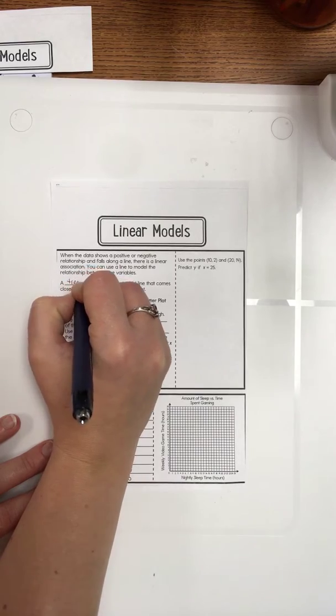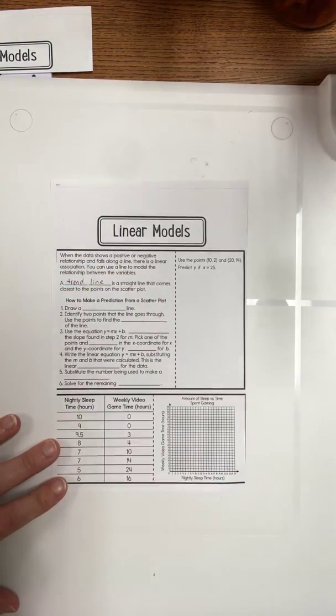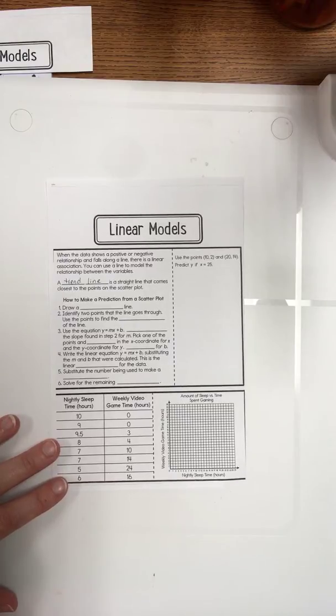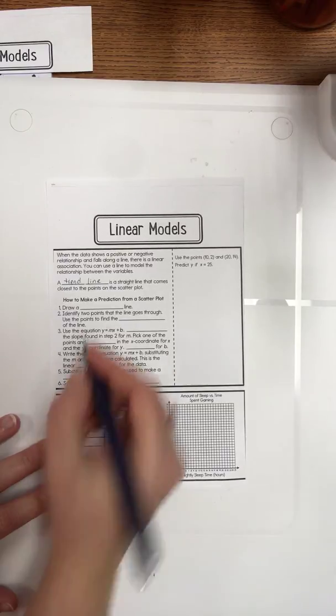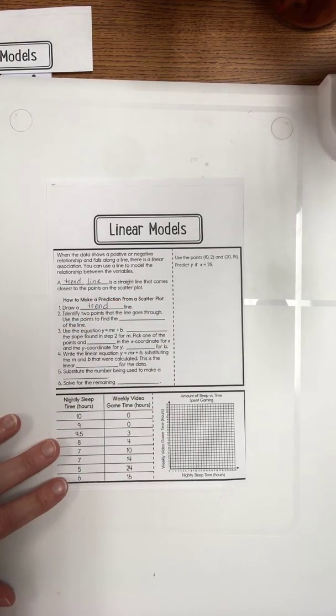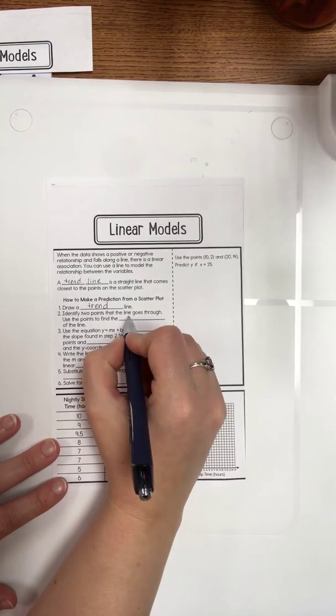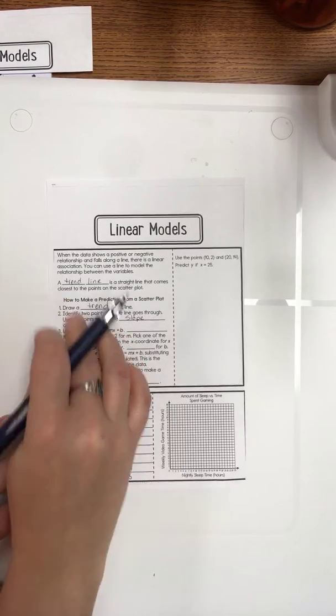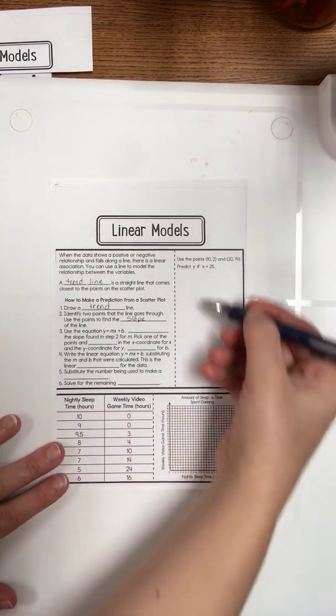A trend line is a straight line that comes closest to the points on a scatter plot. We have already talked about that. How to make a prediction from a scatter plot: draw a trend line, identify 2 points that the line goes through, and use the points to find the slope of the line. So as I'm going step by step, I'm going to come over here and do it.